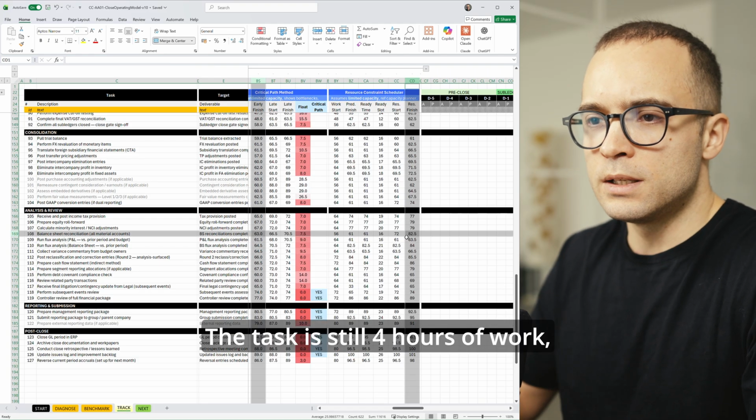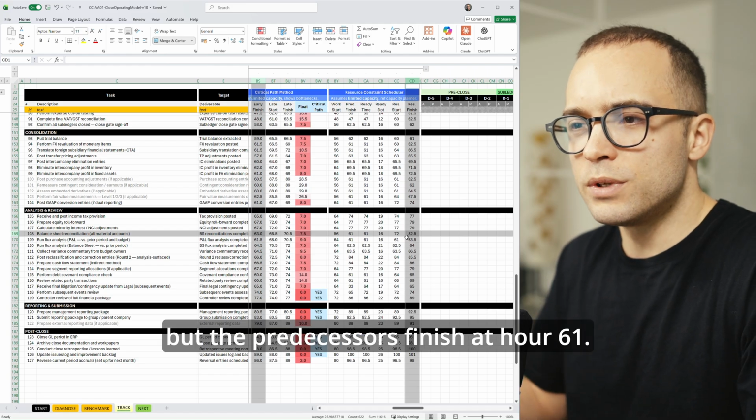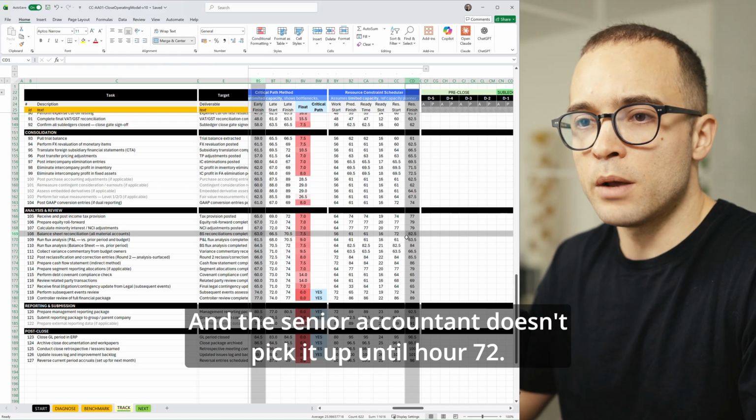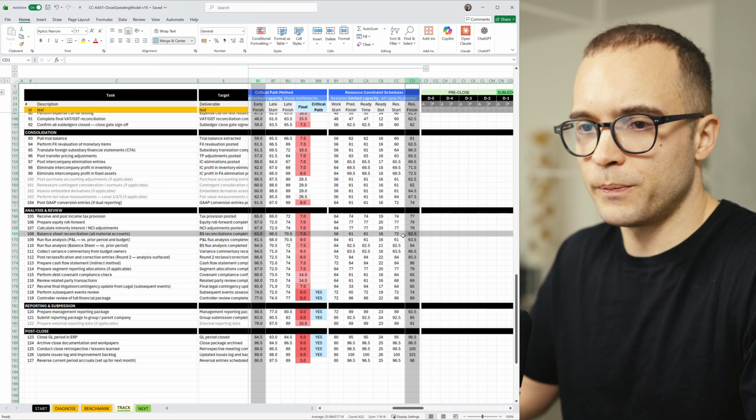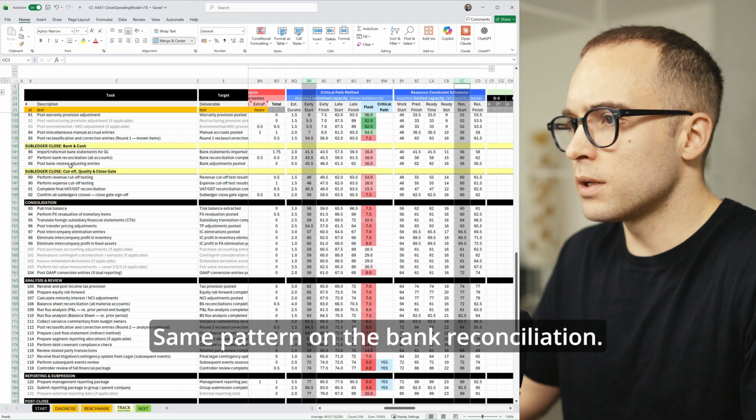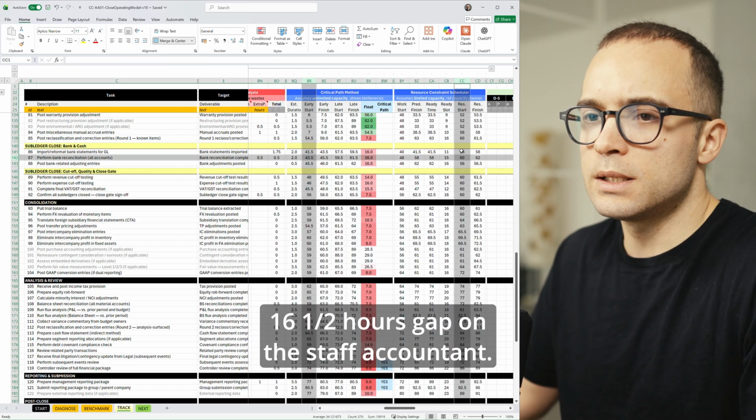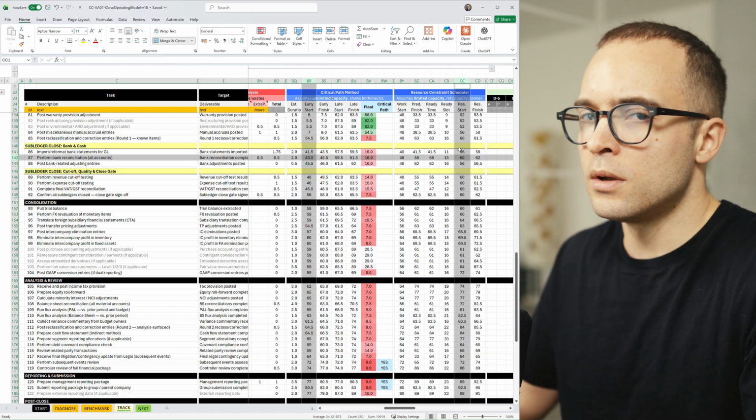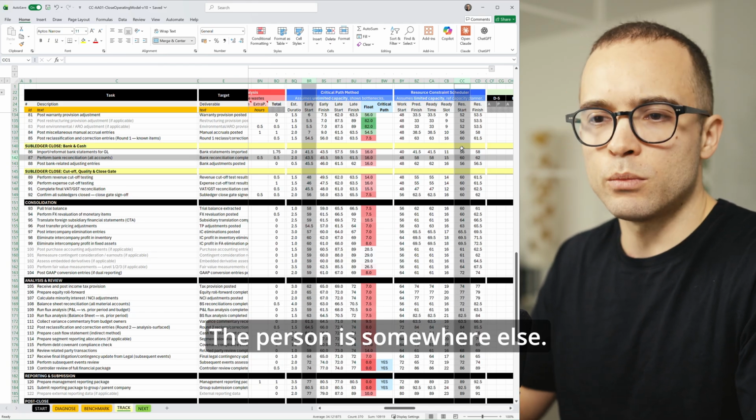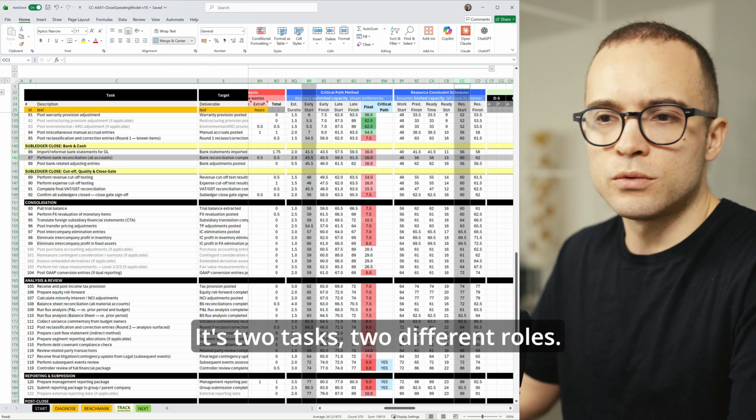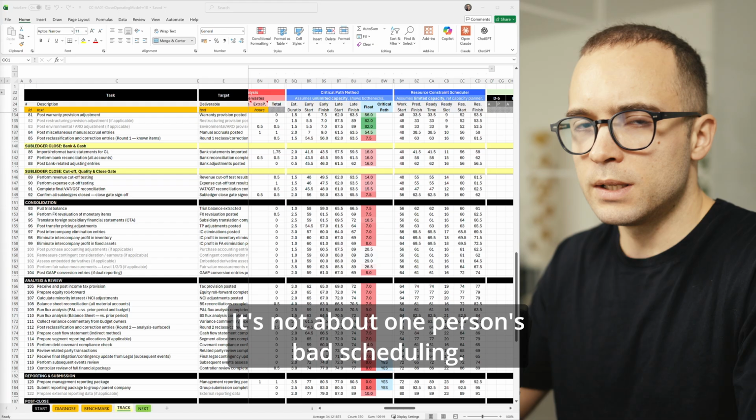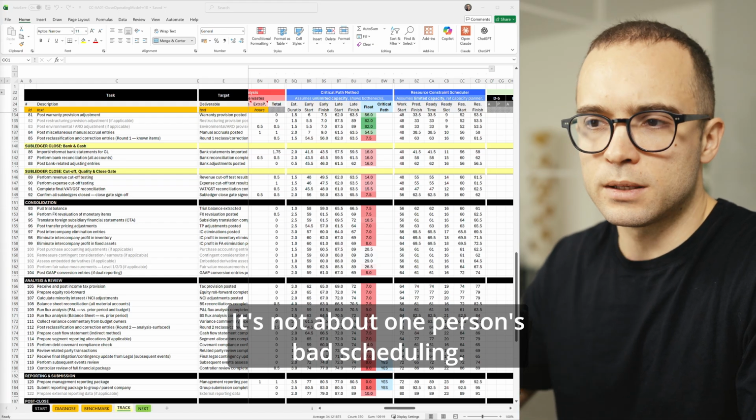The task is still 4 hours of work, but the predecessors finish at hour 61, and the senior accountant doesn't pick it up until hour 72. Same pattern on the bank reconciliation. 16.5 hours gap on the staff accountant. The work is ready, the person is somewhere else. It's 2 tasks, 2 different roles, but there is a capacity problem across the team. It's not about one person's bad scheduling.